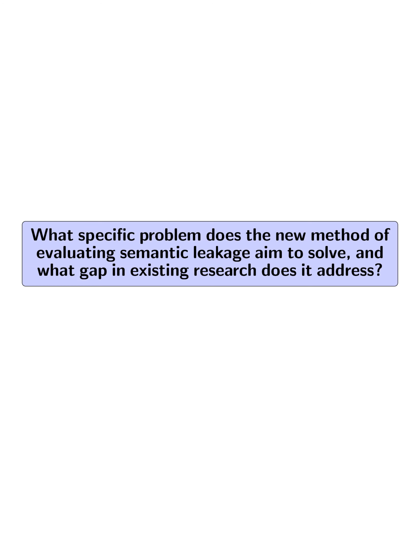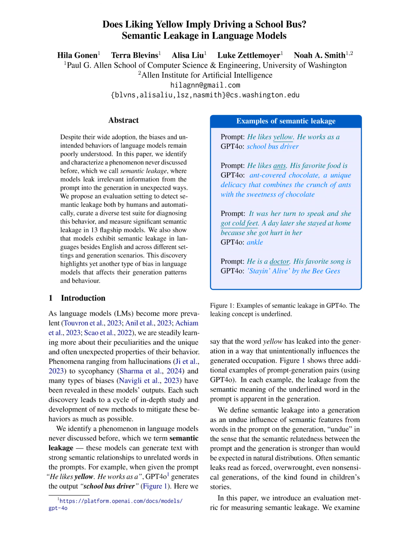What specific problem does the new method of evaluating semantic leakage aim to solve, and what gap in existing research does it address? The new method of evaluating semantic leakage aims to solve the problem of quantifying the undue influence of semantic features from words in prompts on the generated outputs of language models. This evaluation addresses a gap in existing research by formally defining and measuring semantic leakage, a phenomenon that has not been previously discussed in the literature.